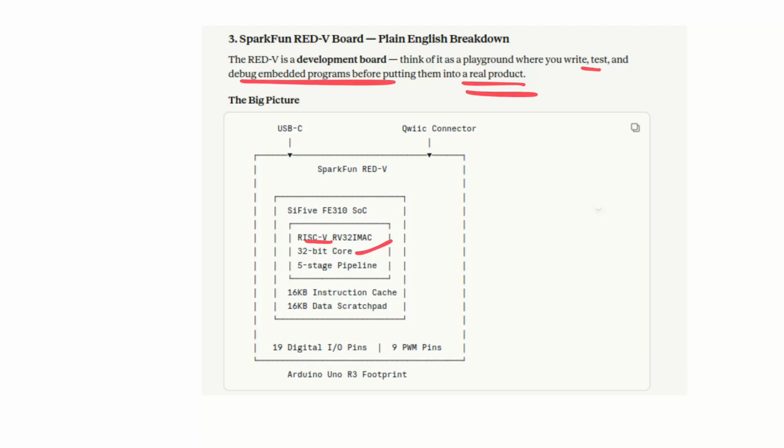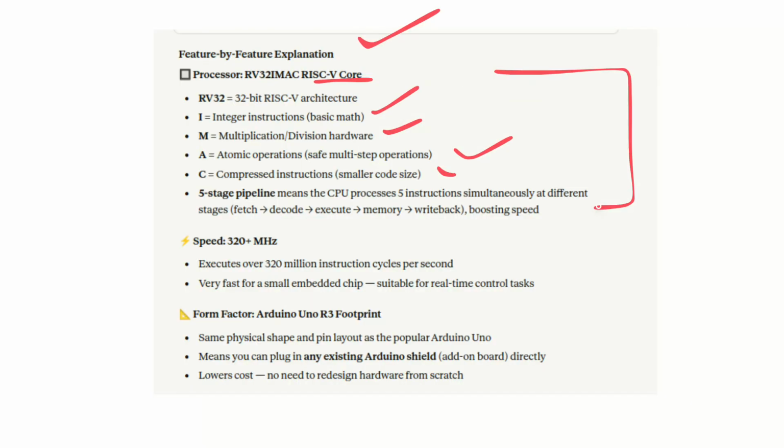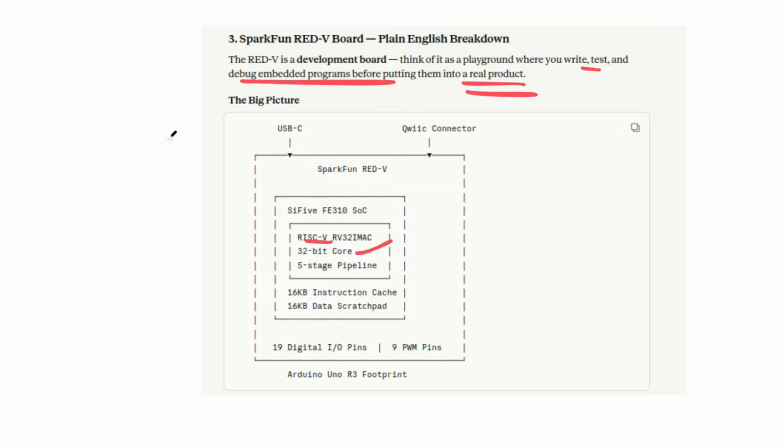This RedV contains a processor, called RV32IMAC. It is a RISC-V core processor, that is a 32-bit core, and I means integer instruction, M means multiplication or division hardware, A is atomic operation and C is compressed instruction. Now it is a 5-stage pipeline processor. This is talking about the complete processor part here.